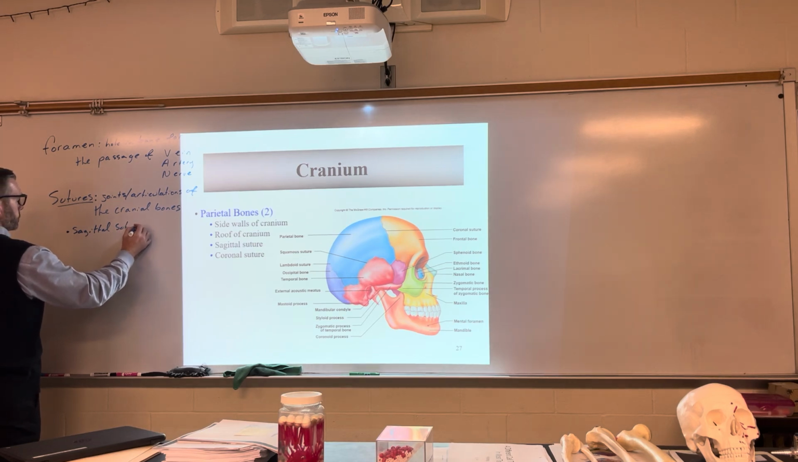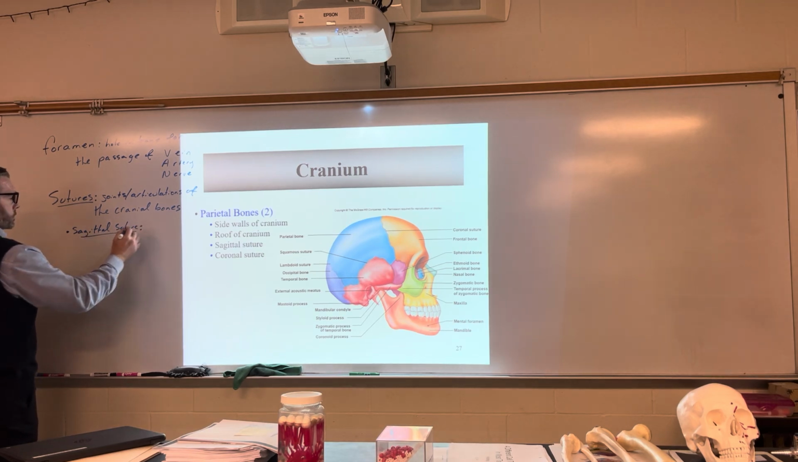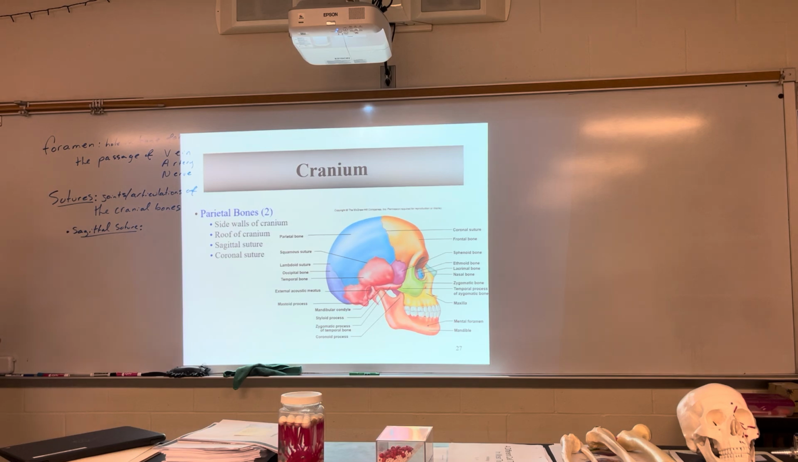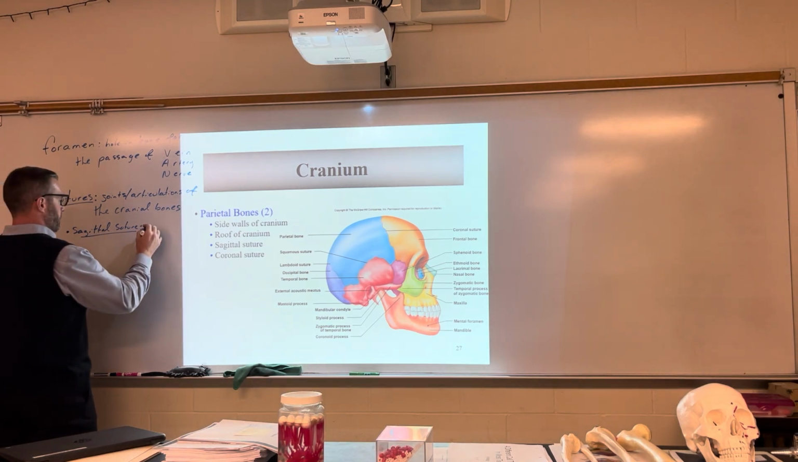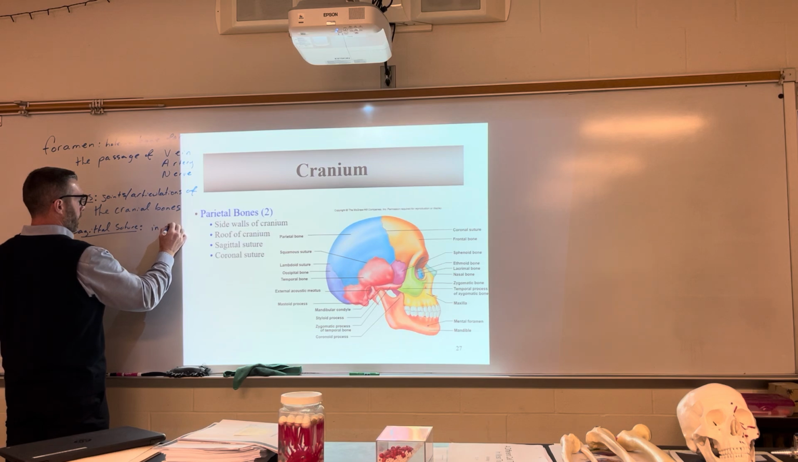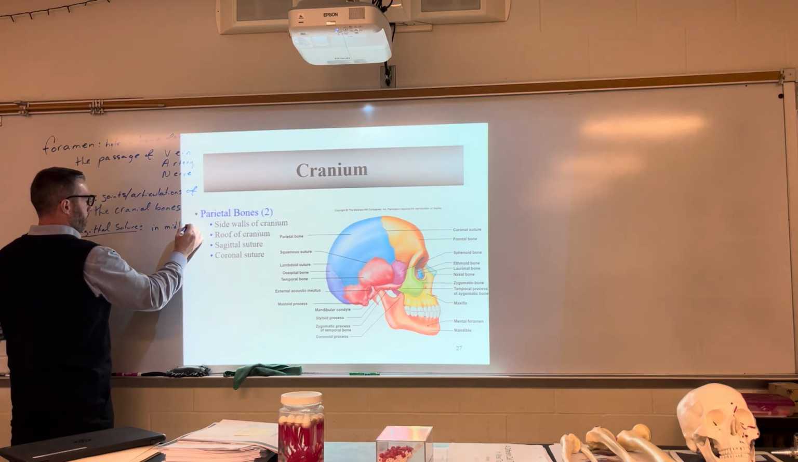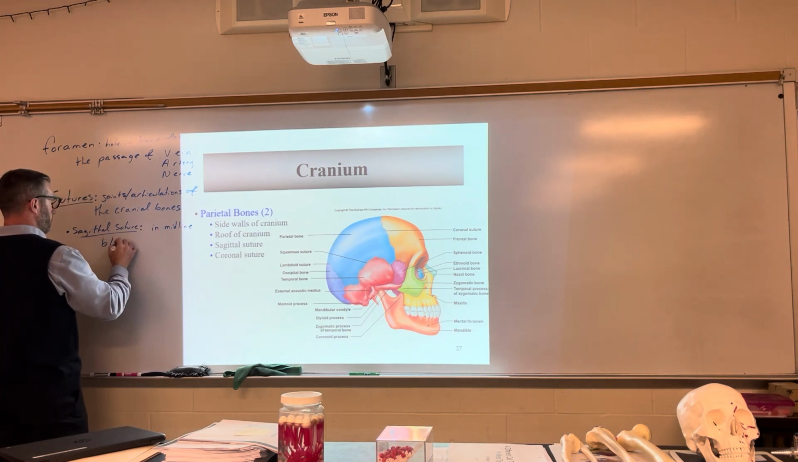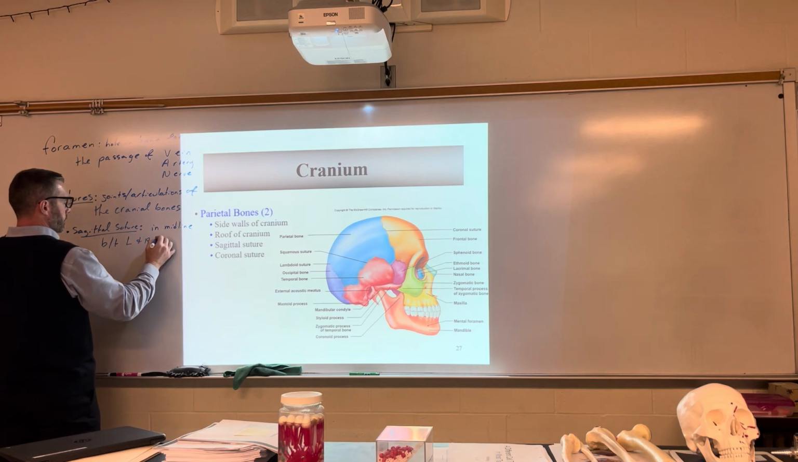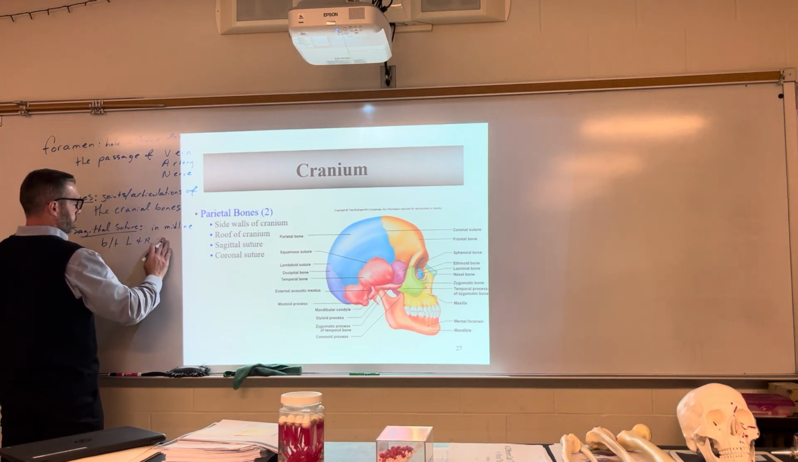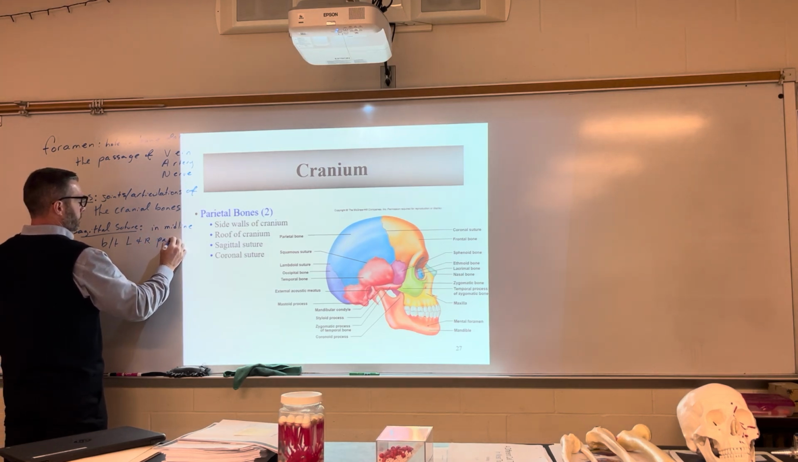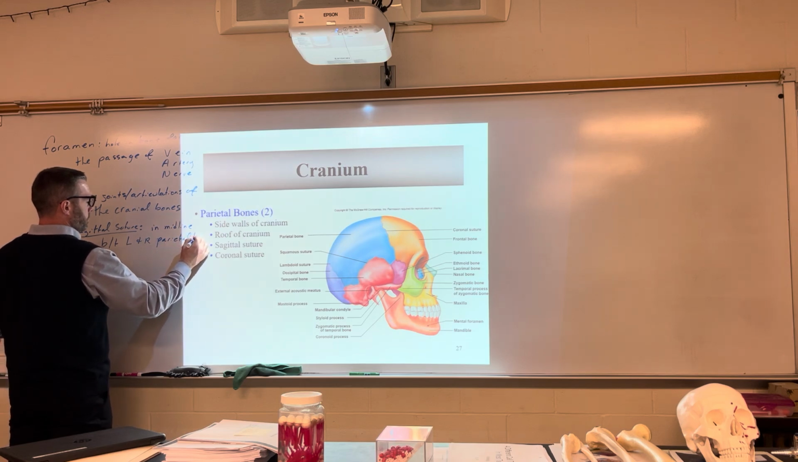The sagittal suture is right down the midline, just like the sagittal plane in chapter 1. It's right down the midline between the left and right parietal bones. So we'll say in midline between left and right parietal bones.